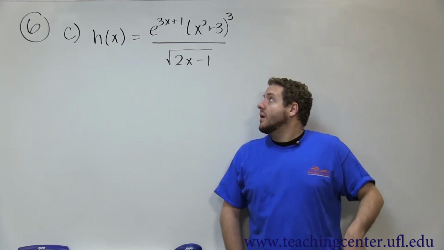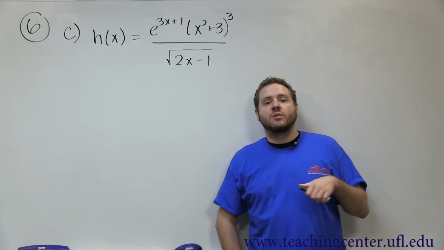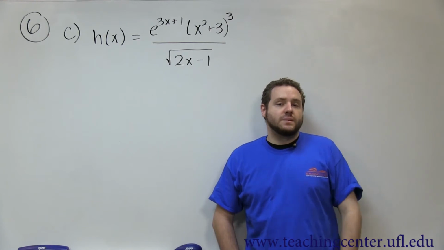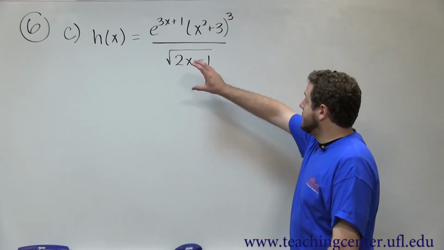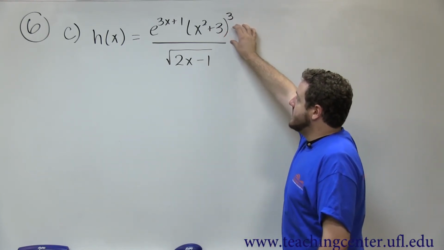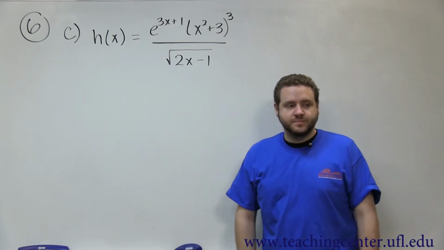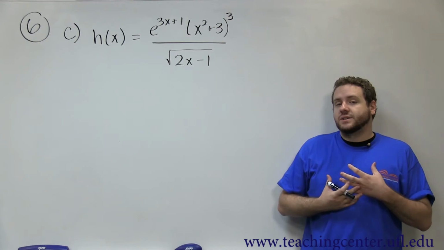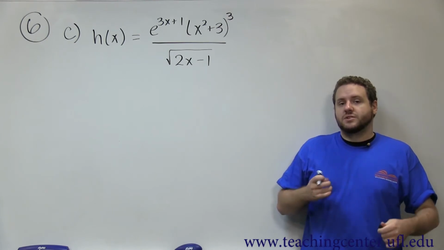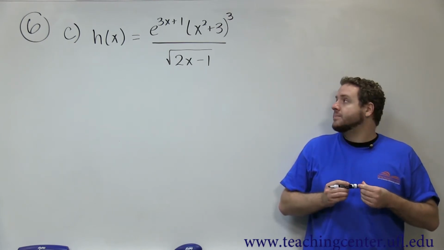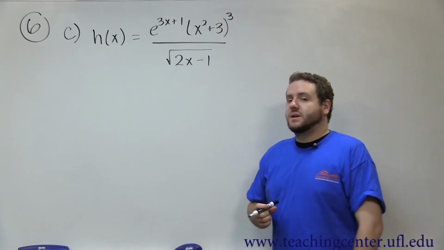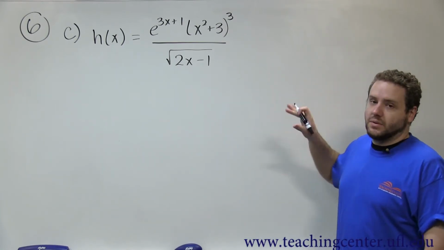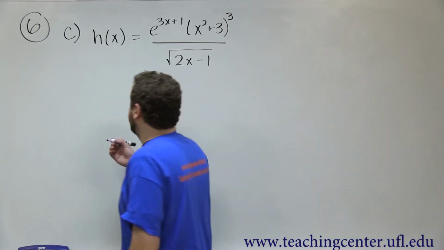So whenever you have a product and quotient of 3 or more types of functions, so we have an exponential function, we have another thing here raised to the third, and on the bottom we have a root. If you have 3 or more functions in some fraction, generally logarithmic differentiation is going to be a good idea. The reason we want to do that is because the log rules allow us to break up those pieces once it's in a ln.